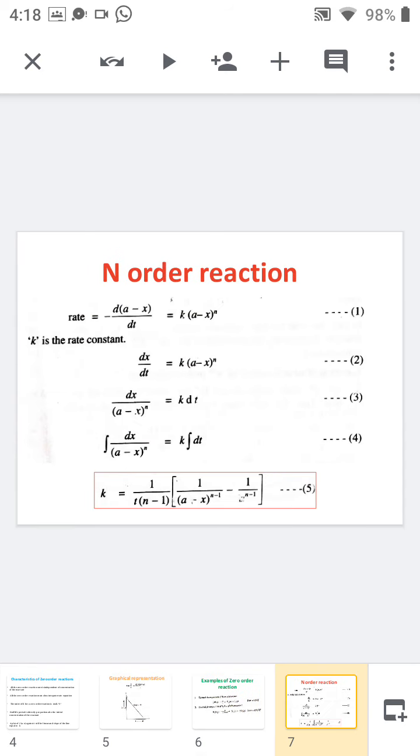Now we are moving into the nth order reaction. Nth order reaction means any reaction in which n number of molecules are involved. So how will we represent the nth order reaction? nA gives product. So how will we represent the rate?